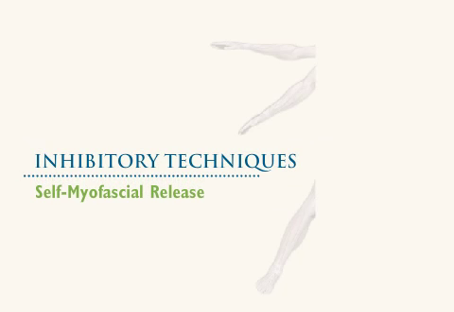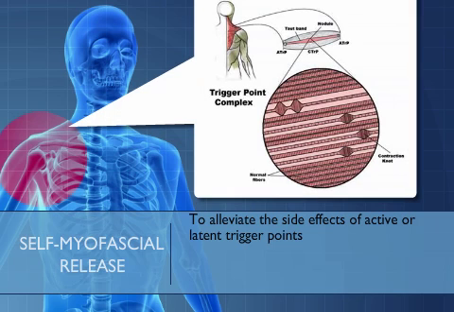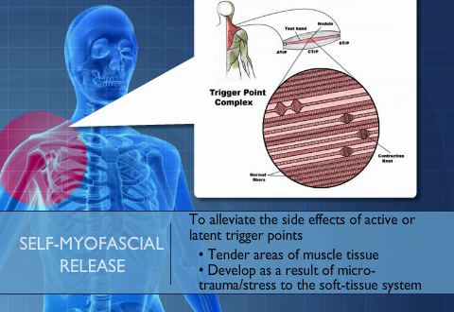Self-myofascial release. Self-myofascial release can be used for 2 primary reasons. The first is to alleviate the side effects of active or latent trigger points, or knots, within the tissue. Trigger points are hyperirritable and often tender areas of muscle tissue that can cause either local or referred pain to other parts of the body. They may develop as a result of acute or repetitive microtrauma and stress to the soft tissue system.